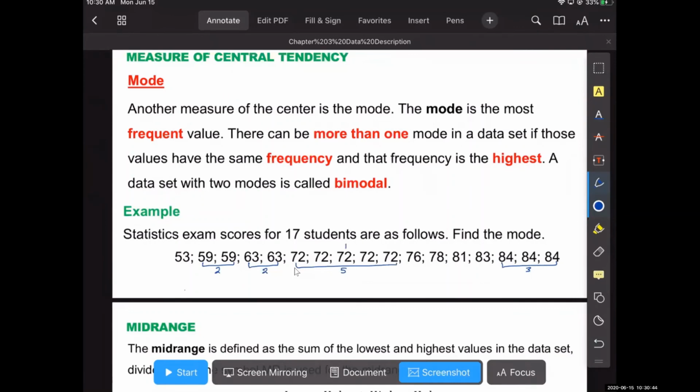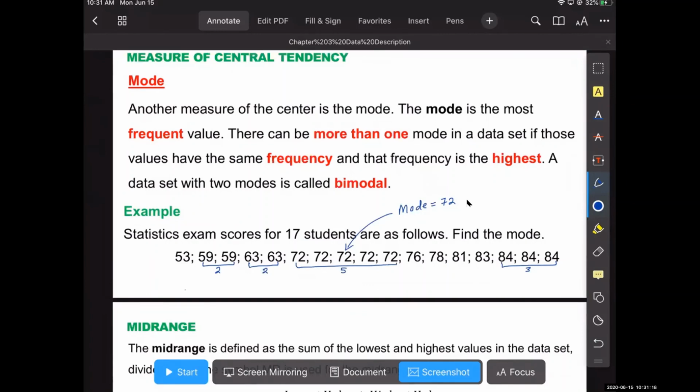So for this data set, mode is equal to 72. That is the meaning of that. If this 84 was also repeating 5 times, in that case, that will also be the mode. So in that case, you will have 2 modes, and we call it bimodal. But in this one, we only have one data point repeated most of the time, 5 times. So the mode is 72.